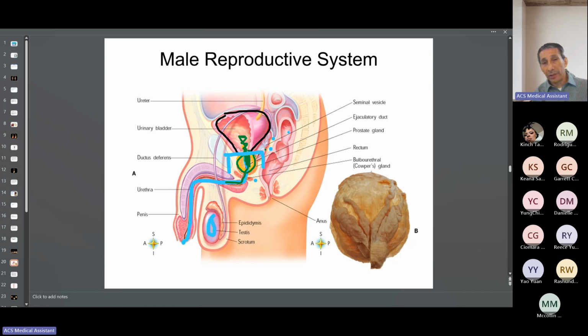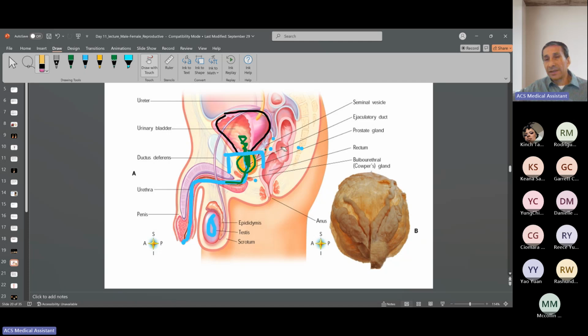The prostate gland is located underneath, below the urinary bladder. That's how the questions are asked. Where is the prostate located? Or they ask you, which gland is located below the urinary bladder? The prostate gland. Or the prostate gland is located where? Below the urinary bladder. These are questions that usually arise during exams.